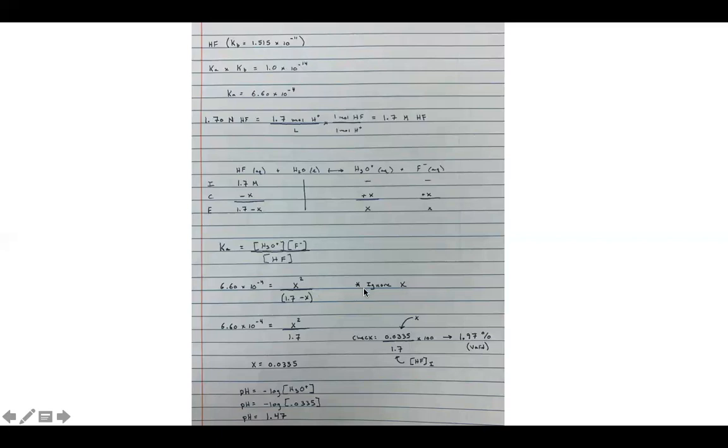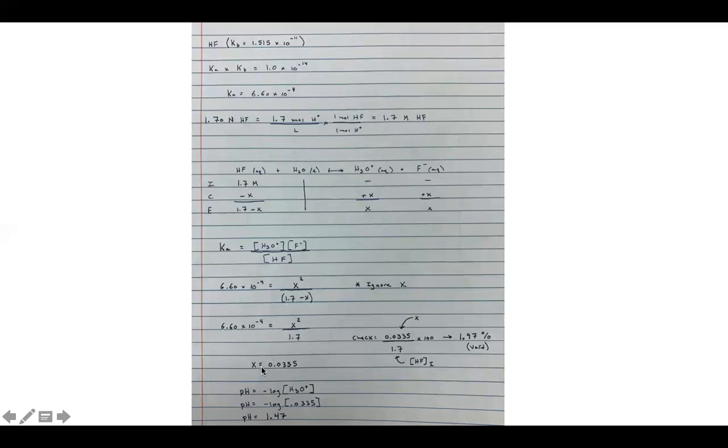And so what we're going to do is we're going to ignore x. Okay, and by that, realize that we didn't ignore any x's in the numerator, right? We only ignore the x in the denominator where we have some value minus x, right? Because it's some value minus x, we can ignore this x, and we're going to rewrite our Ka expression as Ka, or 6.6 times 10 to the negative fourth, is equal to x squared divided by 1.7. Okay, and because of this expression, it's much simplified.